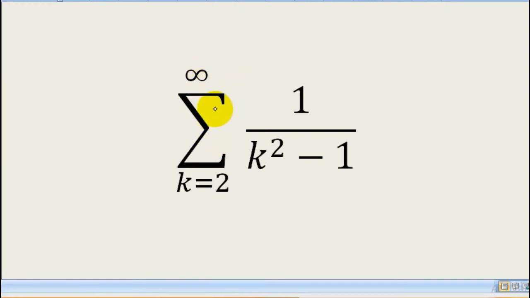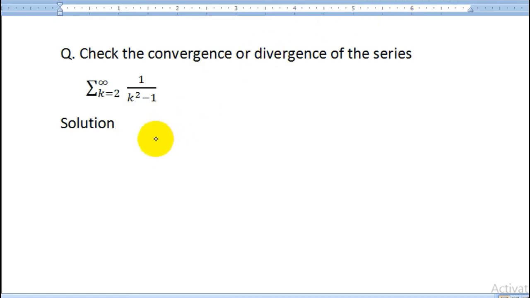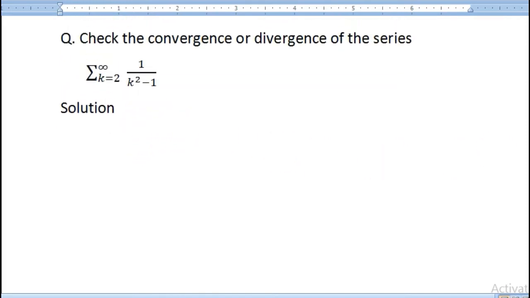Welcome students. Today we discuss the convergence of the series summation k starting from 2 to infinity, 1 upon k square minus 1. If we test this convergence by the nth partial sum method, by taking the limit of the sum of the first n terms of this series, first I decompose the general term of the sum by the partial fraction method.